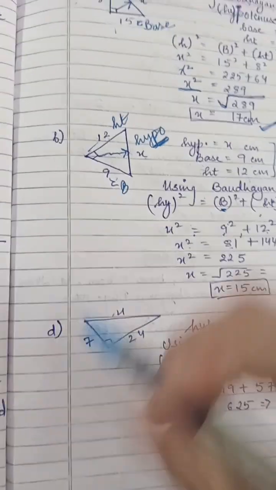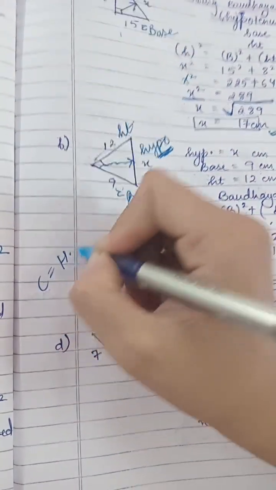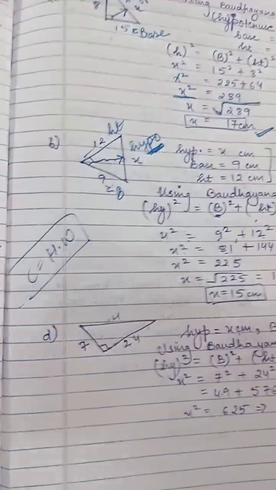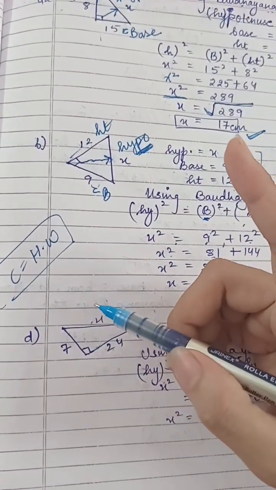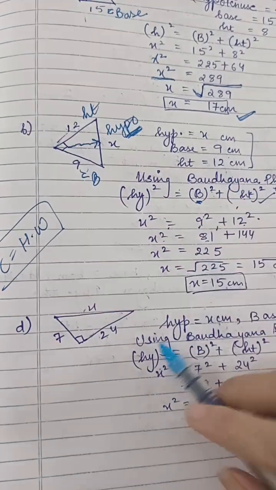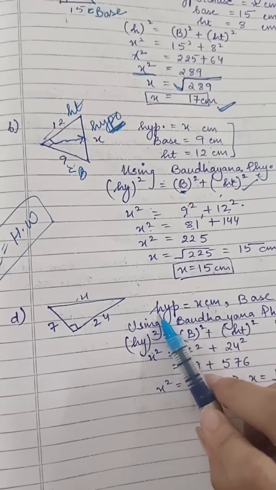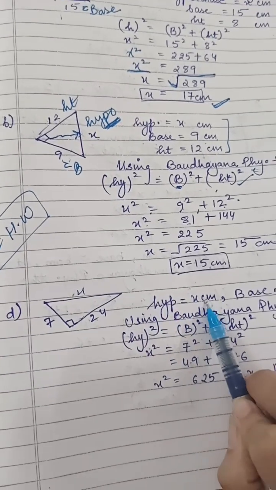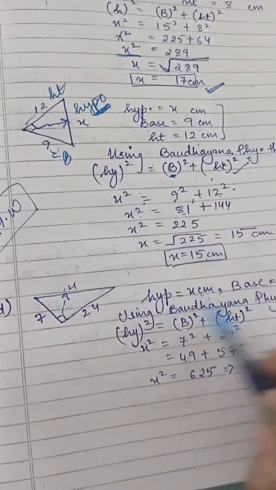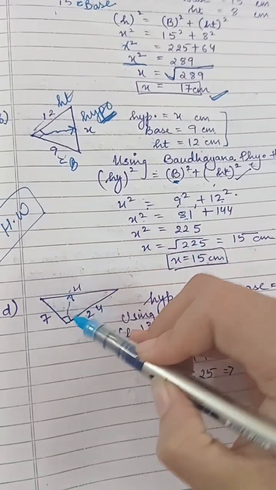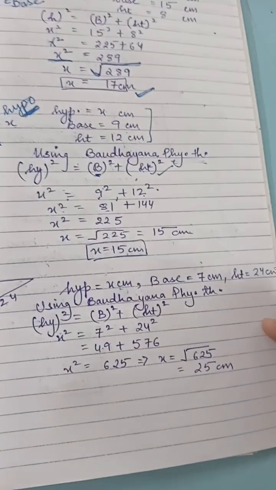Coming to the D part. The C part, again, will be your homework. It's exactly the same. The only main thing is you have to find the hypotenuse. So now coming again, the hypotenuse is xy because it is opposite to 90 degrees. Then the base will be like this, 7, and this is the height, that is 24 centimeter.